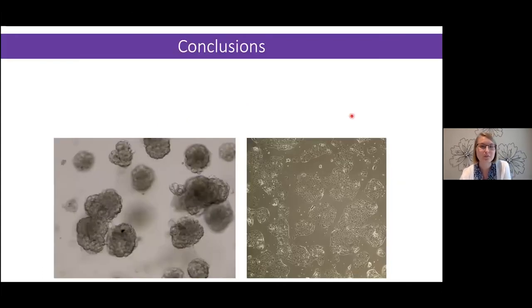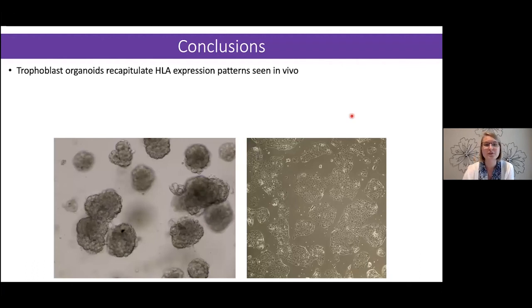And to conclude from that, the trophoblast organoids do recapitulate HLA expression patterns seen in vivo. And so this is really important because we can now really start to address maternal-fetal interactions in vitro. So we can actually put these cells together and co-culture them and be confident that they're going to recapitulate what would be happening in pregnancy.